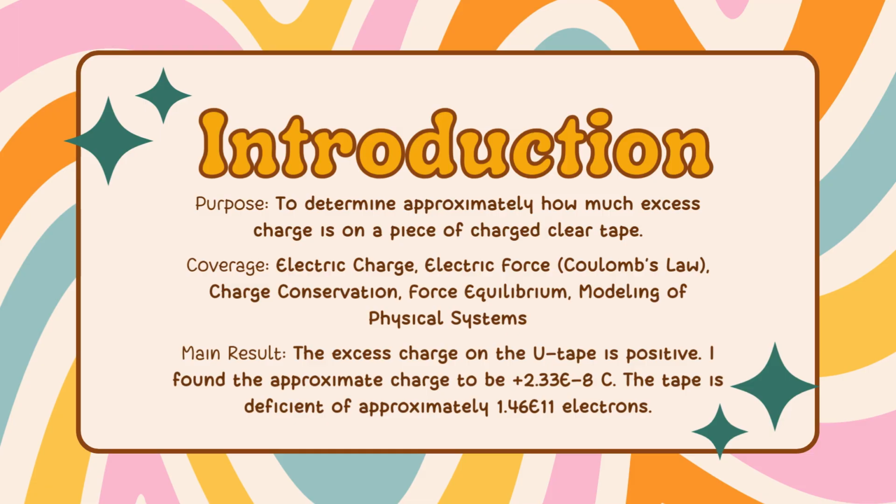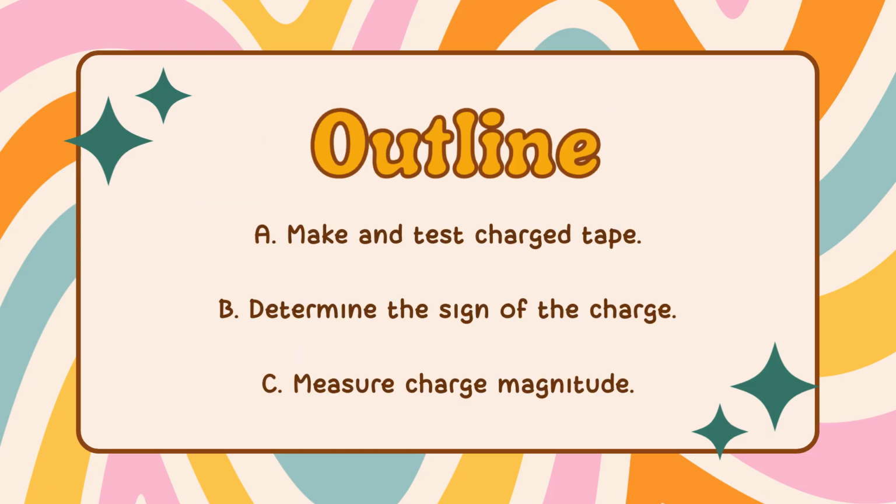My main results were that I found the excess charge on the U tape to be positive, and that approximate charge value to be 2.33 times 10 to the negative 8th coulombs, and the tape was found to be deficient of approximately 1.46 times 10 to the 11th electrons. A quick and simple outline of this lab was first we made and tested charge tape, then we determined the sign of the charge, and then lastly we measured that charge magnitude.